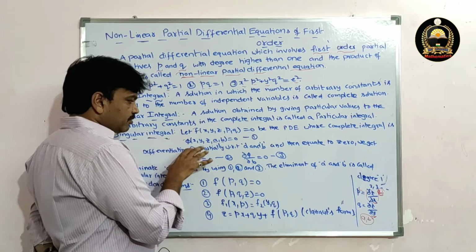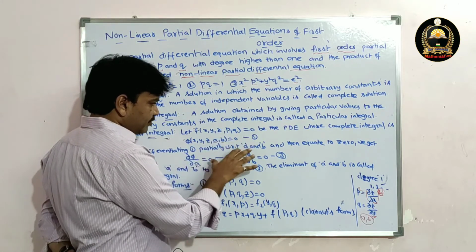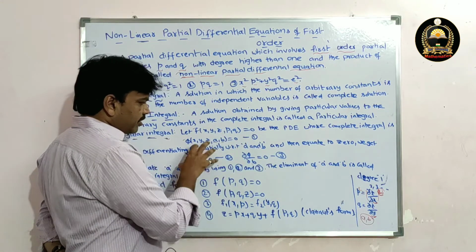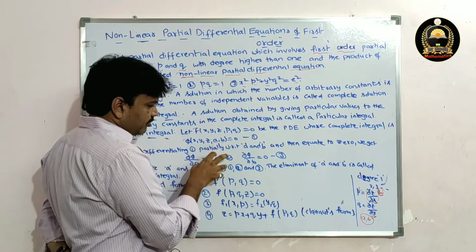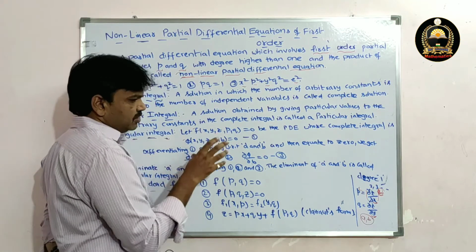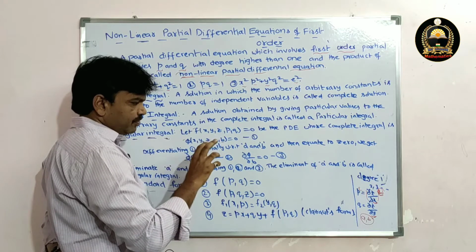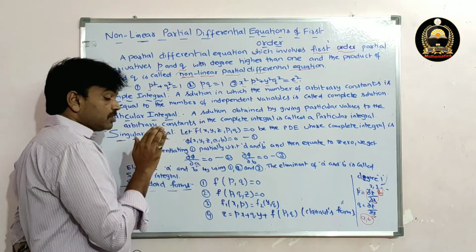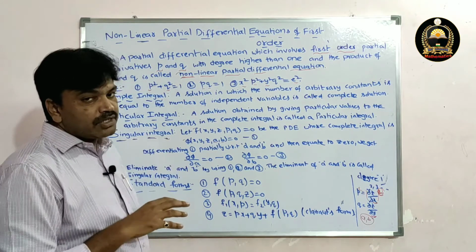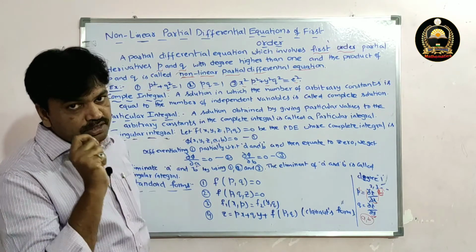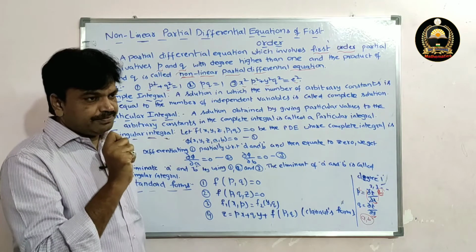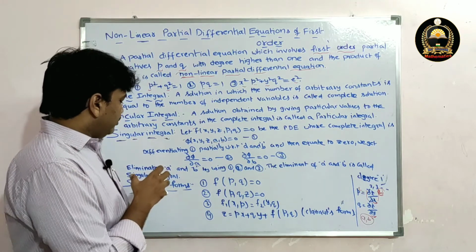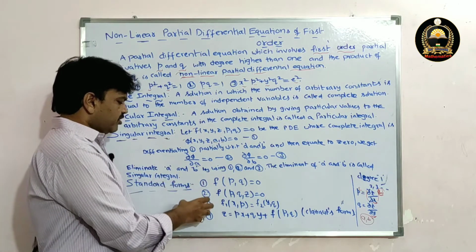Now differentiating partially with respect to a and b, and by using these three, we eliminate a and b. That means the solution doesn't contain a and b. Then the solution is called the singular integral or singular solution. Here integral means solution.